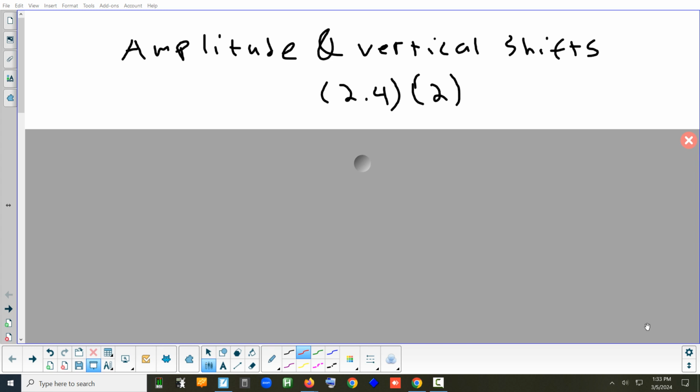So our second day of transformations, we're going to look at all the vertical ones. Since they're both pretty easy, we're going to do both the vertical ones in the same day. I did phase shift by itself because that was the first day and we had to go through the background stuff. But now that we've done that, we'll do these two together.